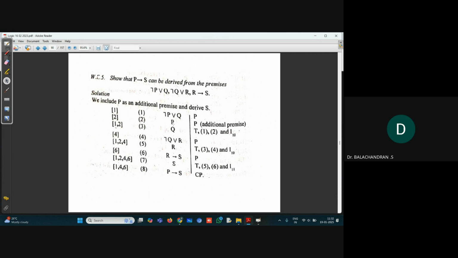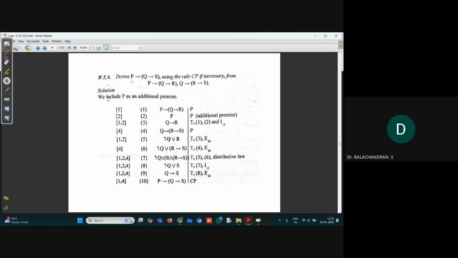As I told already, P, comma, negation P or Q is Q. Next, negation Q or R, that is rule P. So again, Q, comma, negation Q or R is R. Next, R implies S. So R, comma, R implies S is S. And hence you will get P implies S using rule CP.